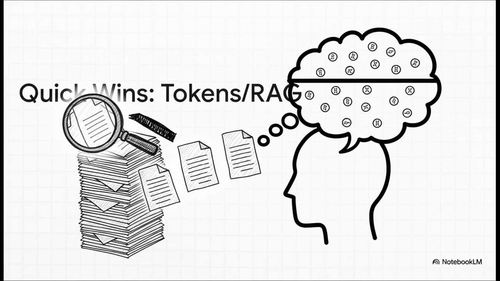And here are a few more easy wins. You can literally put a hard cap on how much the model can think by setting a max tokens limit. Even a simple instruction in your prompt like, think precisely, answer concisely, can make a huge difference. And if you're using RAG, that's Retrieval Augmented Generation, be smart about it.